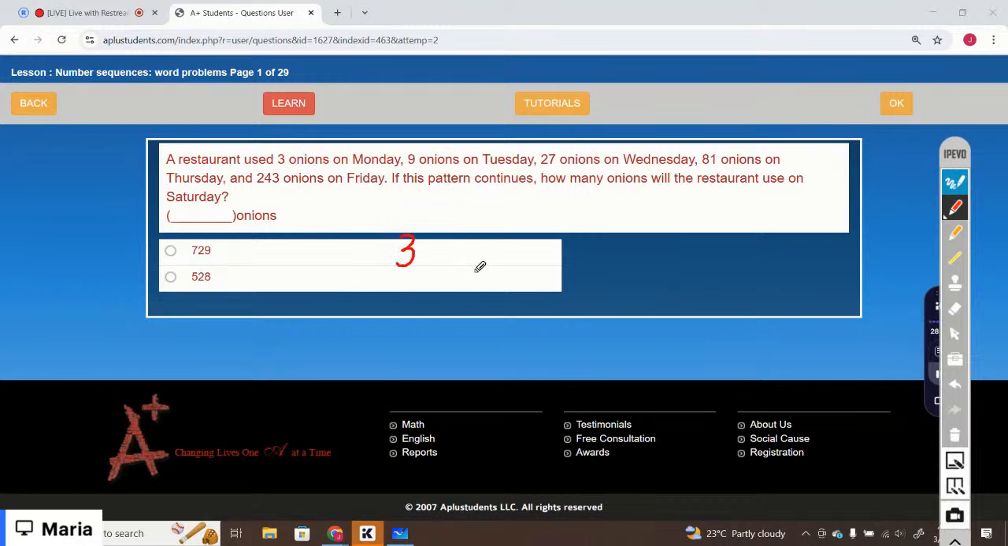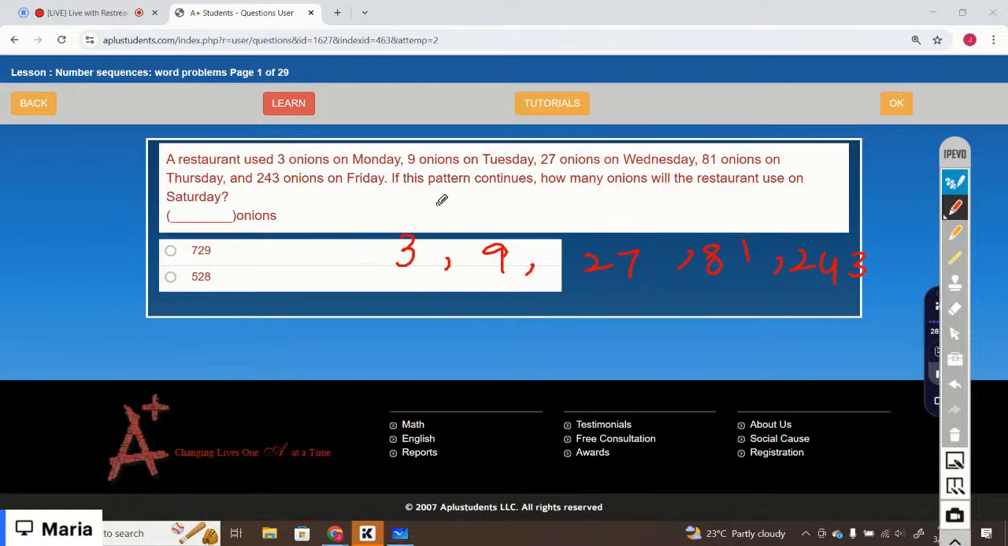A restaurant used 3 onions on Monday, 9 onions on Tuesday, 27 onions on Wednesday, 81 on Thursday, and 243 on Friday. If the pattern continues, how many onions will the restaurant use on Saturday?